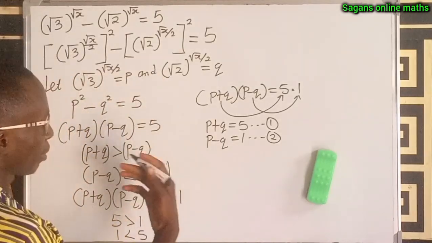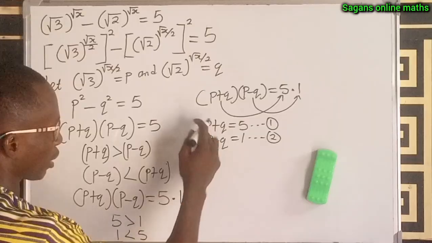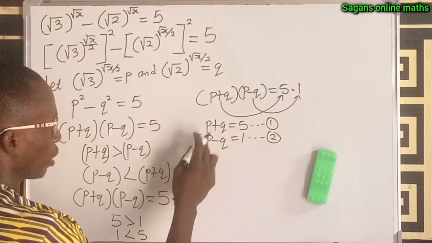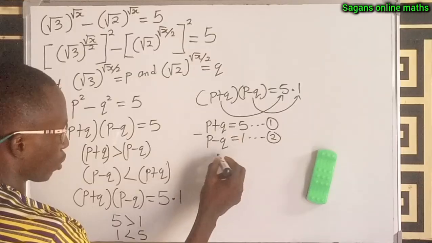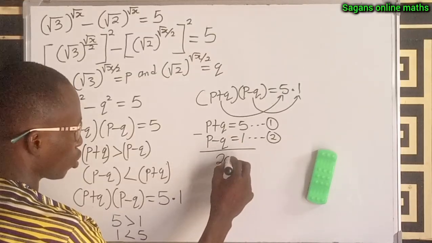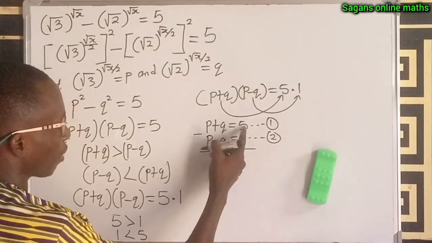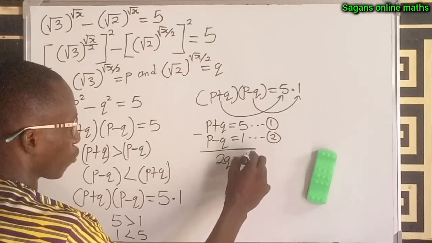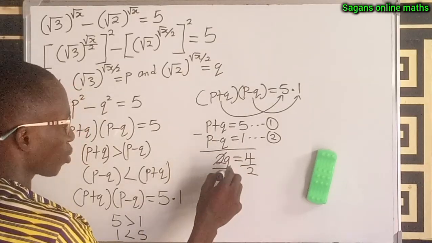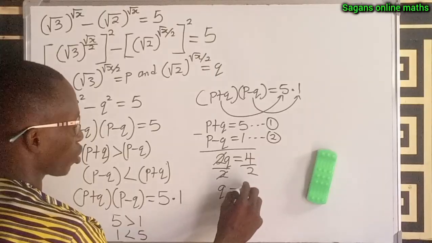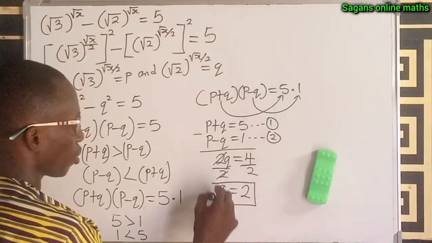Now let's use the elimination method so it can be very simple, so you can remove p out. So let's use subtraction. p minus p is gone. Minus times minus is plus. q plus q gives us 2q. 2q equals 5 minus 1, which gives us 4. Now let's divide here by 2. So divide here by 2. 2 cancels out. So q is equal to 2. This is the value of q.